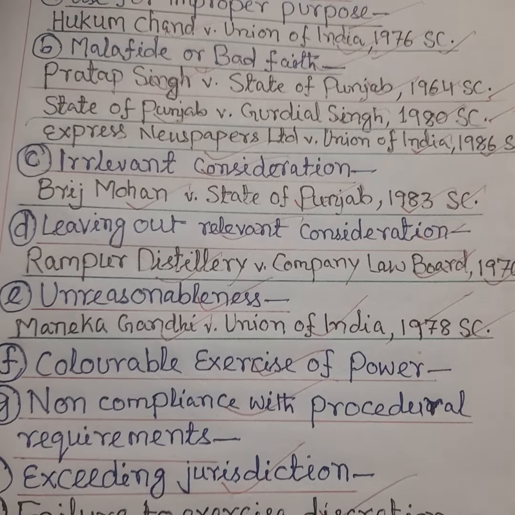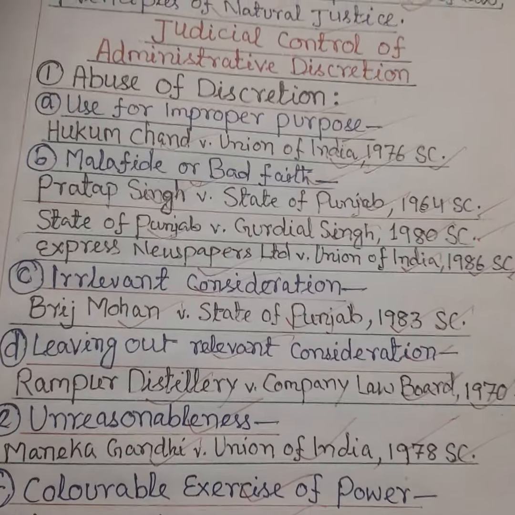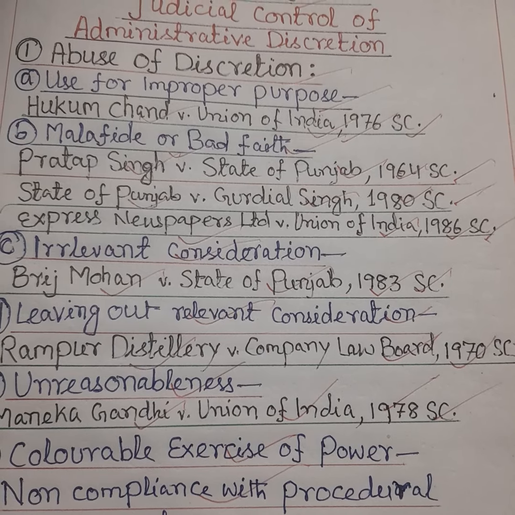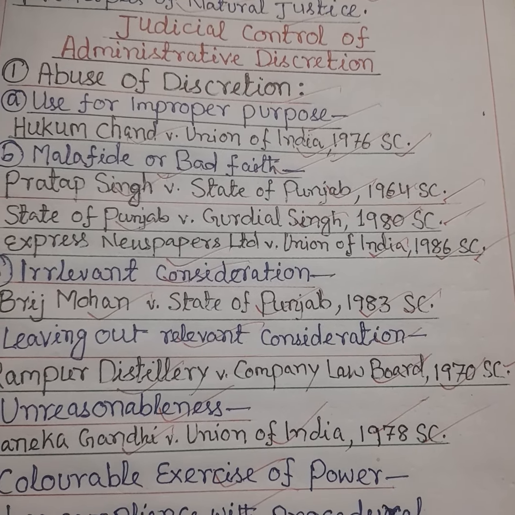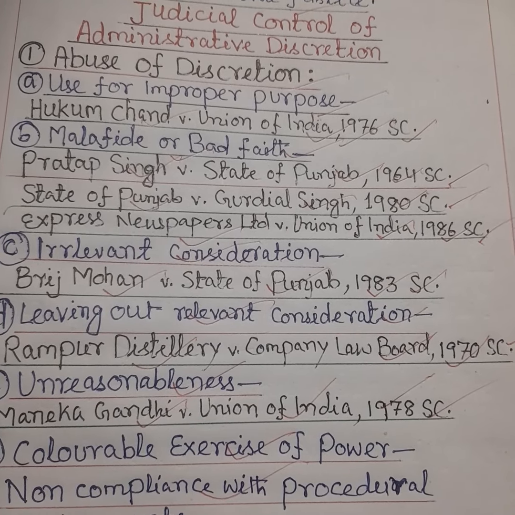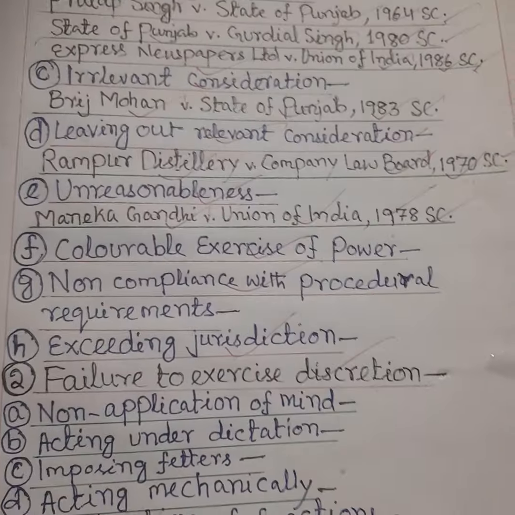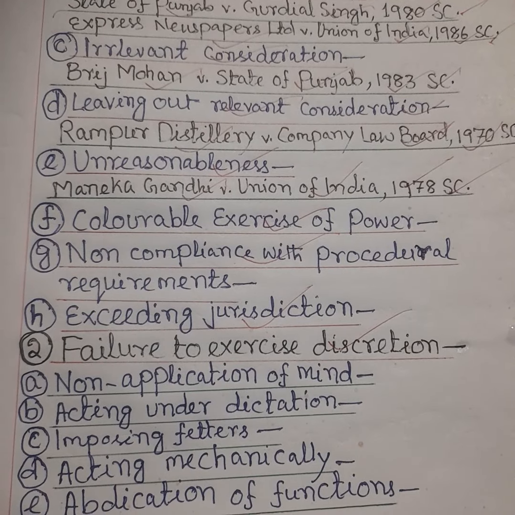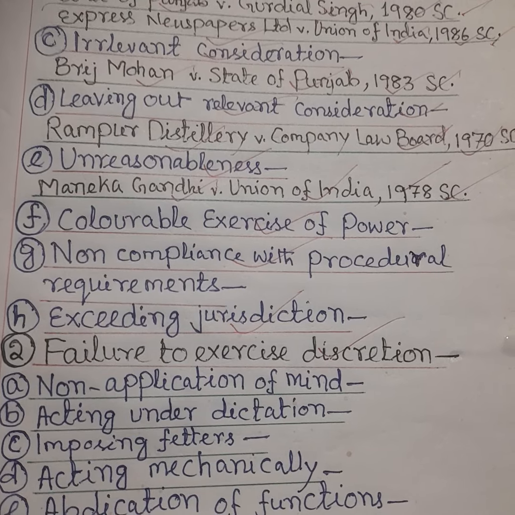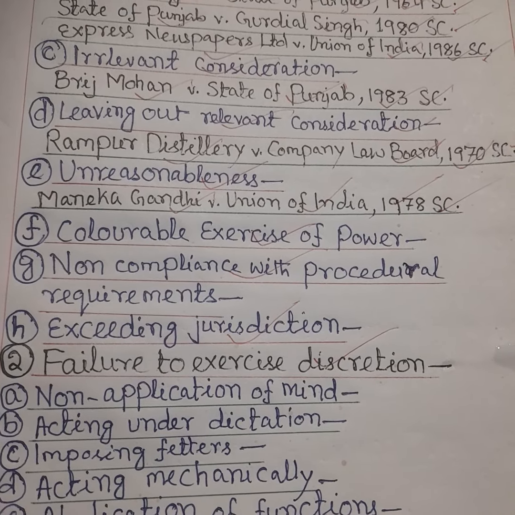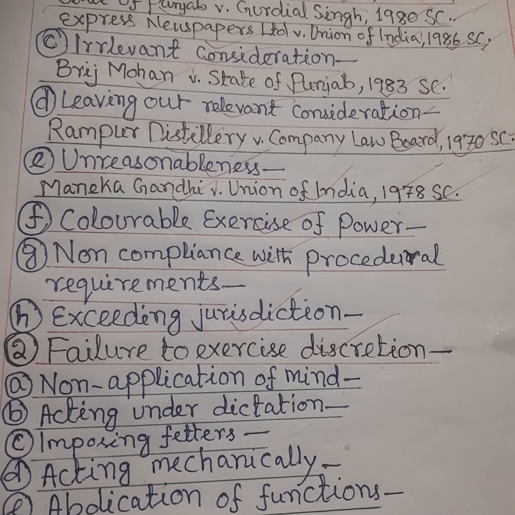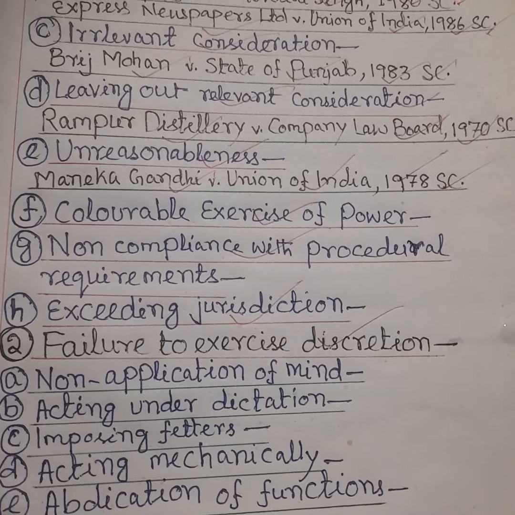So, these are the different grounds we found under abuse of discretionary power and how these are under judicial control, which falls under abuse of discretion. And in our upcoming video, we'll discuss another part of the judicial control of administrative discretion, and that is failure to exercise discretion.